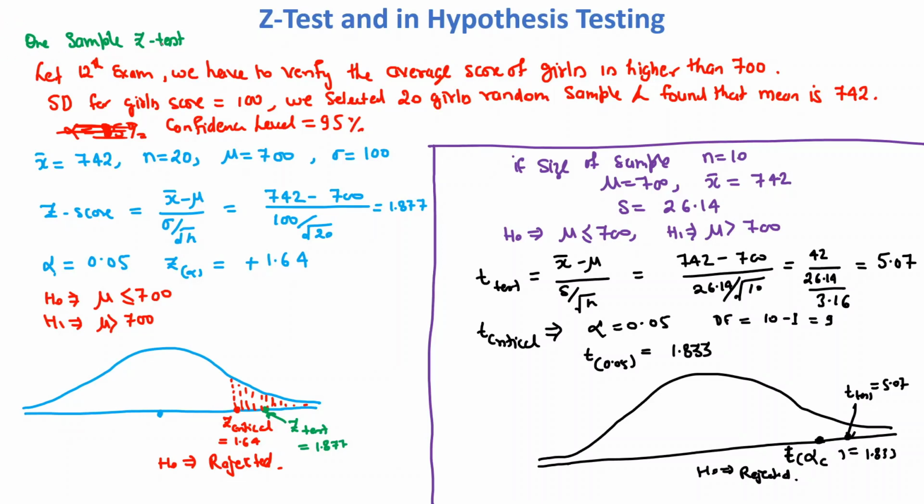What is the one sample z-test? One sample z-test is used when we have one data set, let this be your data set, and this is your sample, and we want to compare whether this sample belongs to this data set. How will we compare? We will compare the mean of the population and the mean of the sample. This type of problem we solve using the one sample z-test.